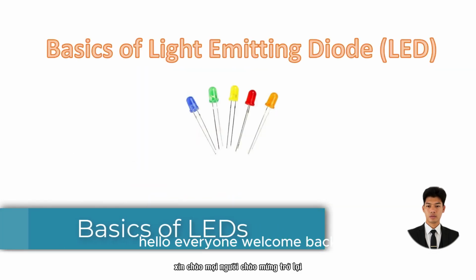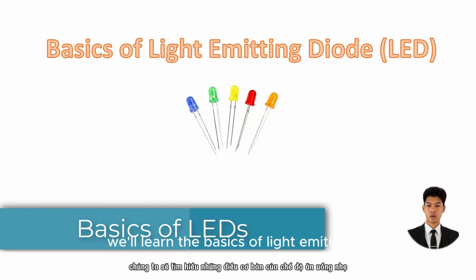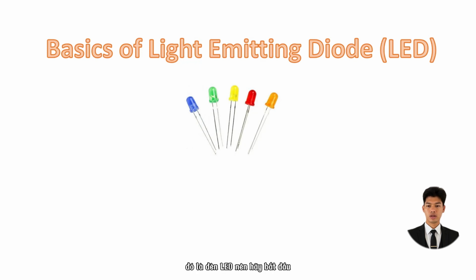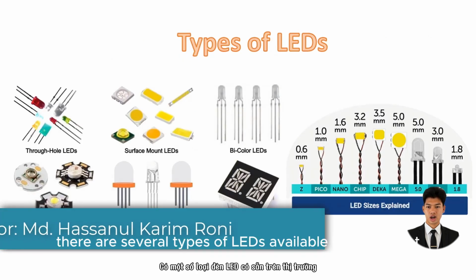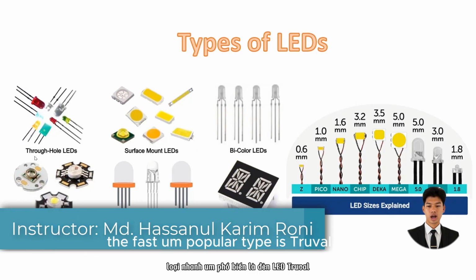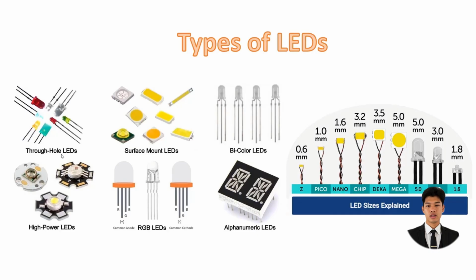In this video, we'll learn the basics of the light emitting diode, that is LED, so let's get started. There are several types of LEDs available in the market. The first and popular type is through-hole LEDs. Then we have surface mount LEDs, bicolor LEDs, hyper LEDs, RGB LEDs, and alphanumerical LEDs, which are also known as 7-segment or multi-segment displays.